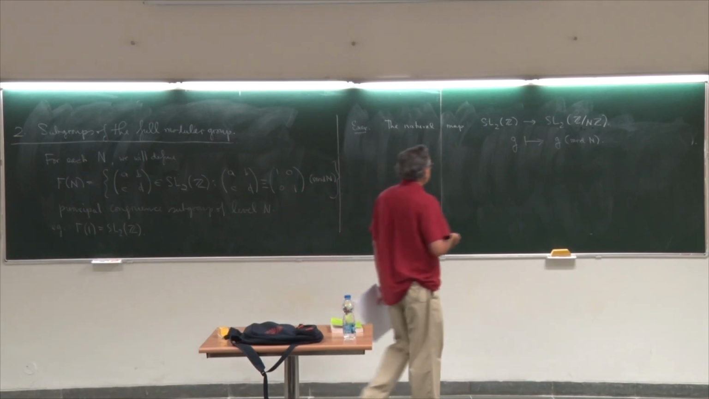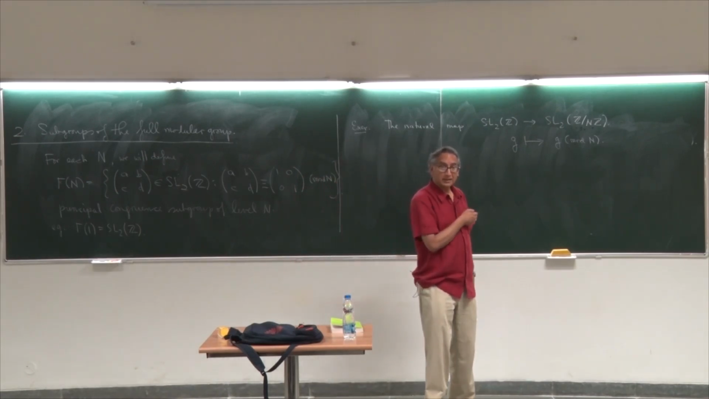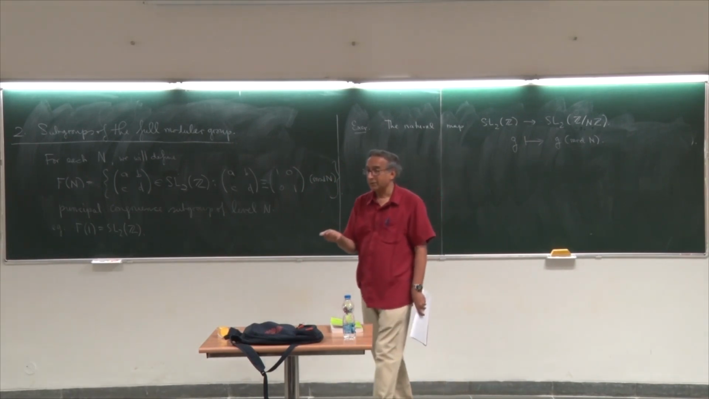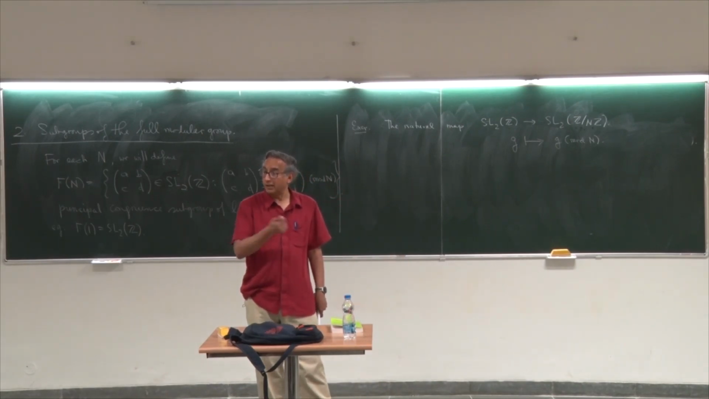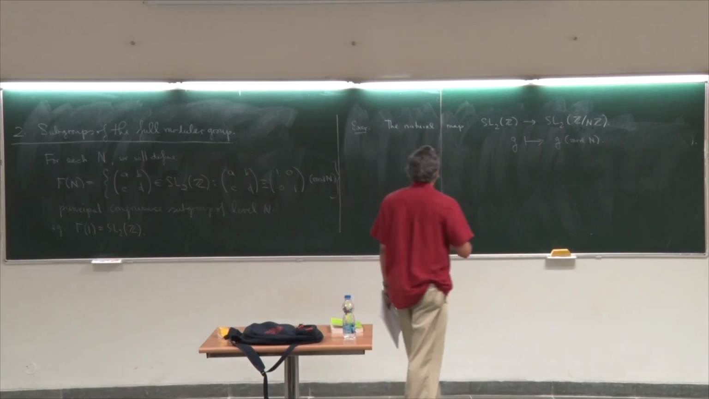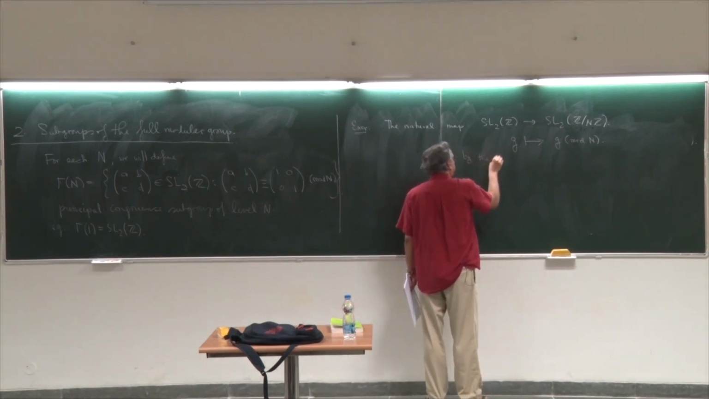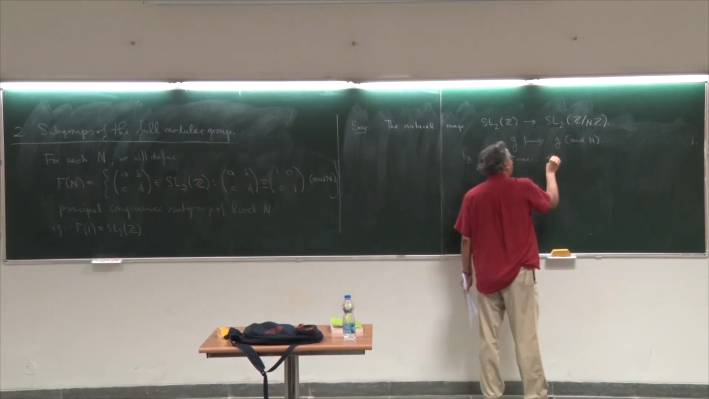And the question is, is it surjective? The exercise that I just gave before I rubbed off this blackboard, where if I have two elements C and D modulo N, I can lift them to C prime, D prime, which are still congruent modulo N, but they are relatively prime. That exercise is useful to show that this map is surjective. By the previous exercise, this map is surjective.